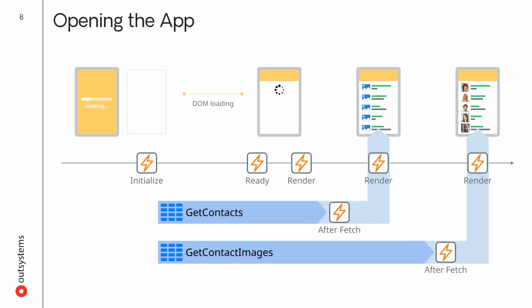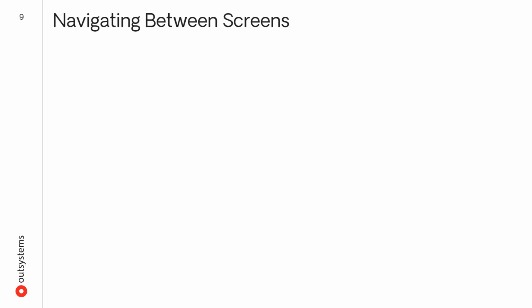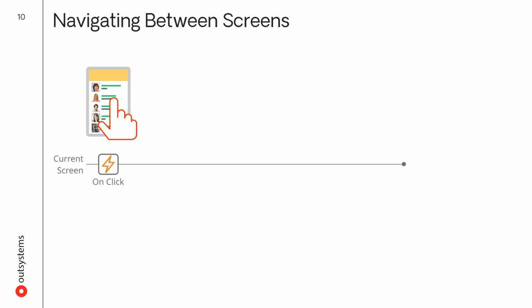Notice that the render event is the only one being triggered multiple times. The afterfetch event appears twice in this diagram, but it happens once per aggregate. What happens as the user navigates between screens? Suppose that the user clicks on some element inside the current screen, which will navigate to a destination screen.